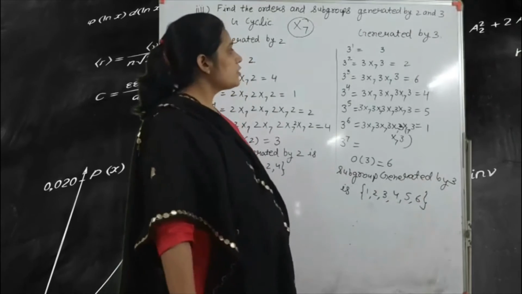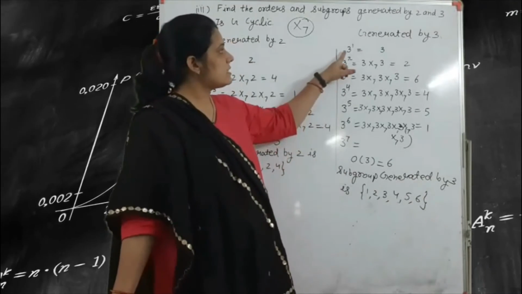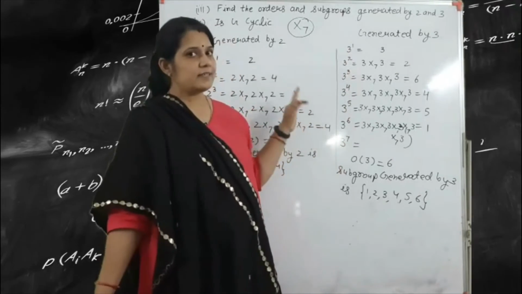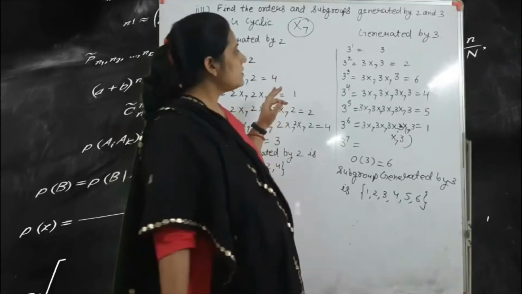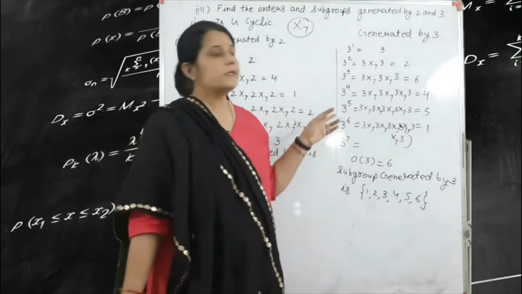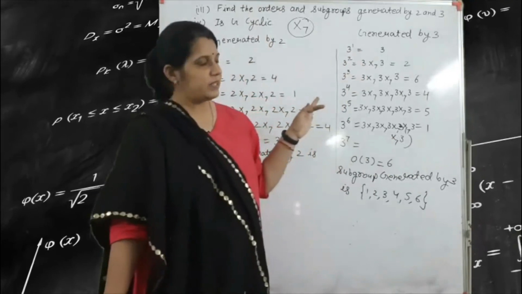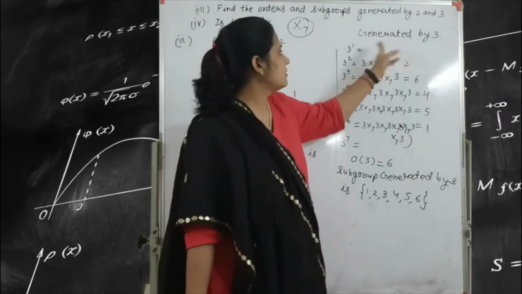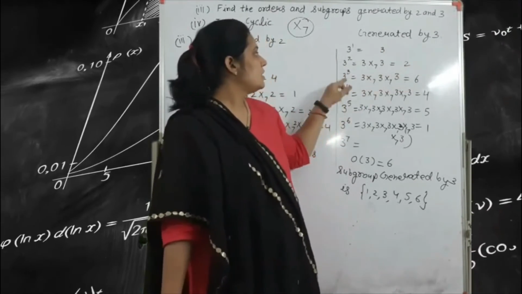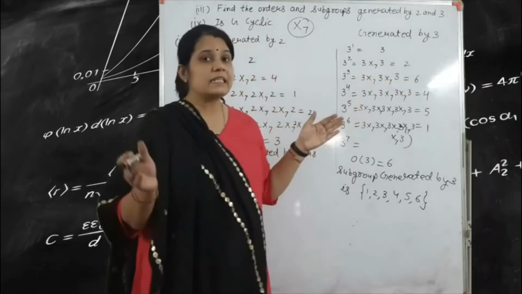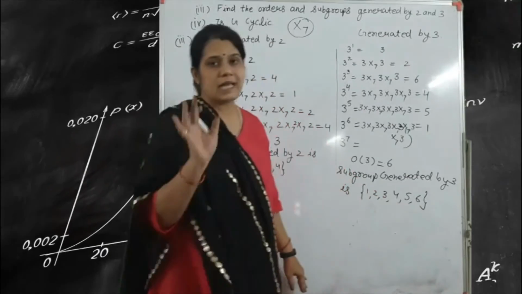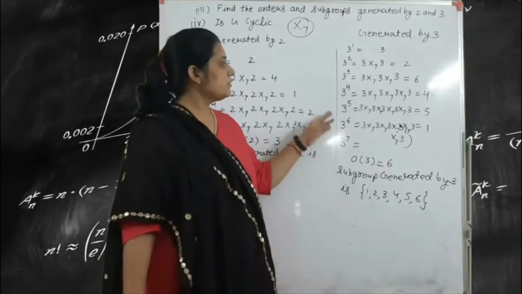Okay. So don't be confused here. The sequence is 1, 2, 3, 4, 5, 6. You write here according to your answer. But no, don't be confused here. Your elements are not in sequence form. Here you see, if we write 3 to the power 1, we get 3, 3 to the power 2, we get 2, 3 to the power 3, we get 6. But in the total set, we get a total of 6 elements. Okay, so don't be confused here.